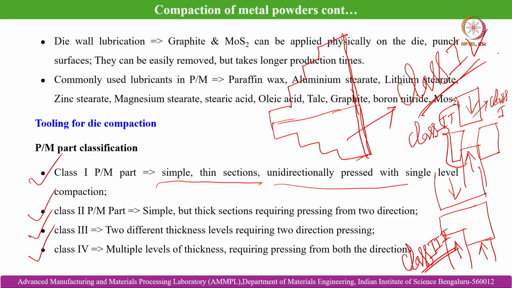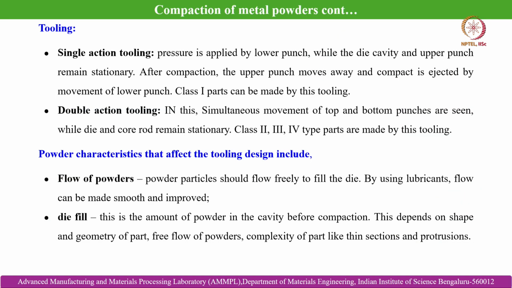PM part and needs appropriate die punch arrangement if it is intended to be manufactured by uniaxial pressing technique. However, there are other advanced techniques, for example, injection molding, isostatic pressing. They are generally employed for parts having a higher degree of complicacies, and also where a higher degree of precision is needed.